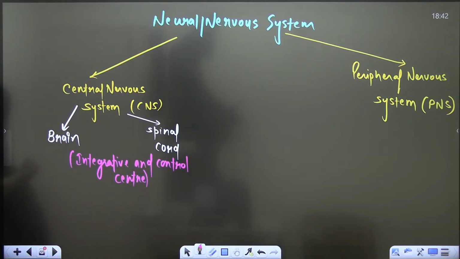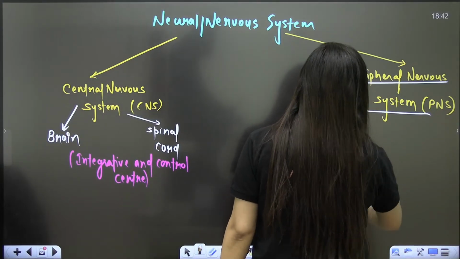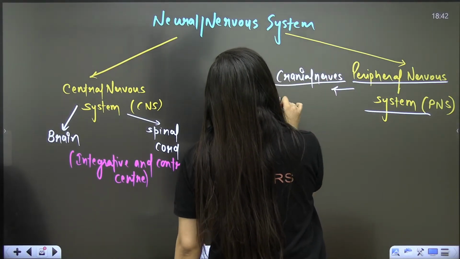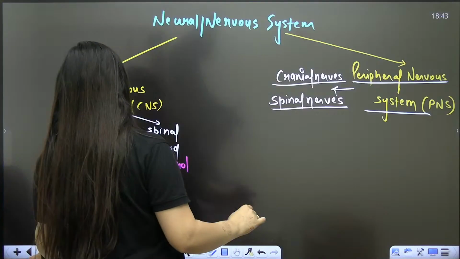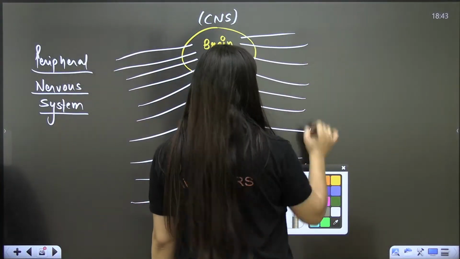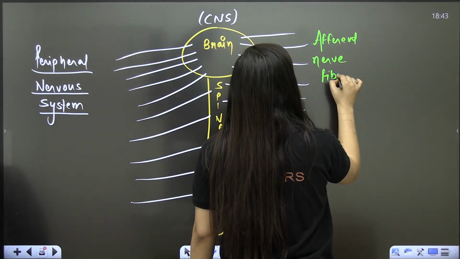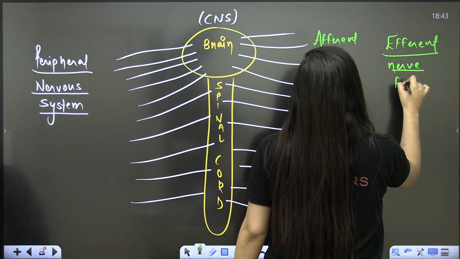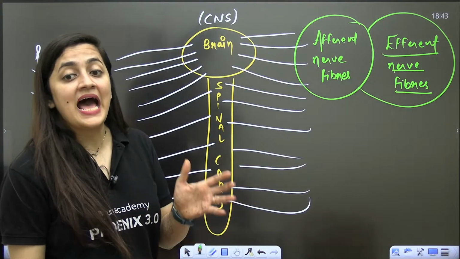Then when we talk about the peripheral nervous system, what are you going to discuss here? Obviously cranial nerves and spinal nerves are making it. And this is what we need to know, that here we are going to talk about the afferent nerve fibers and the efferent nerve fibers. Now what are these afferent and efferent nerve fibers?